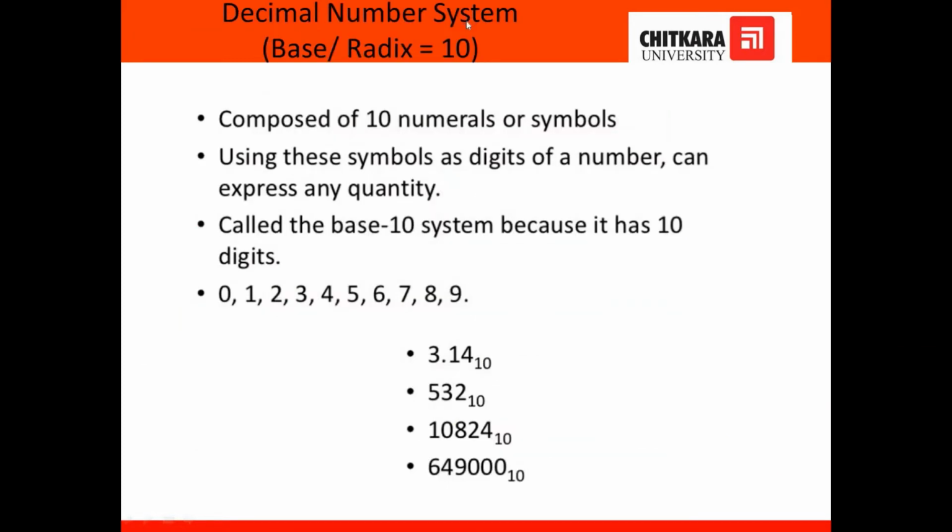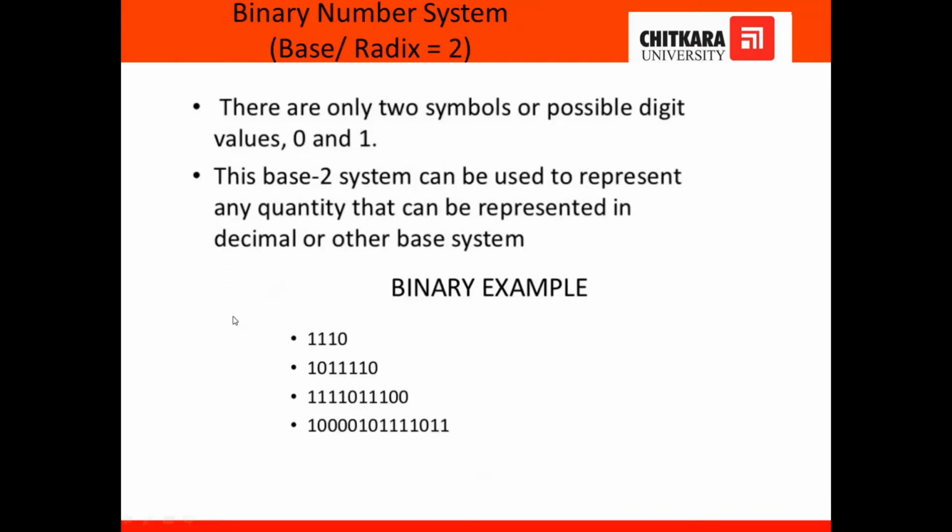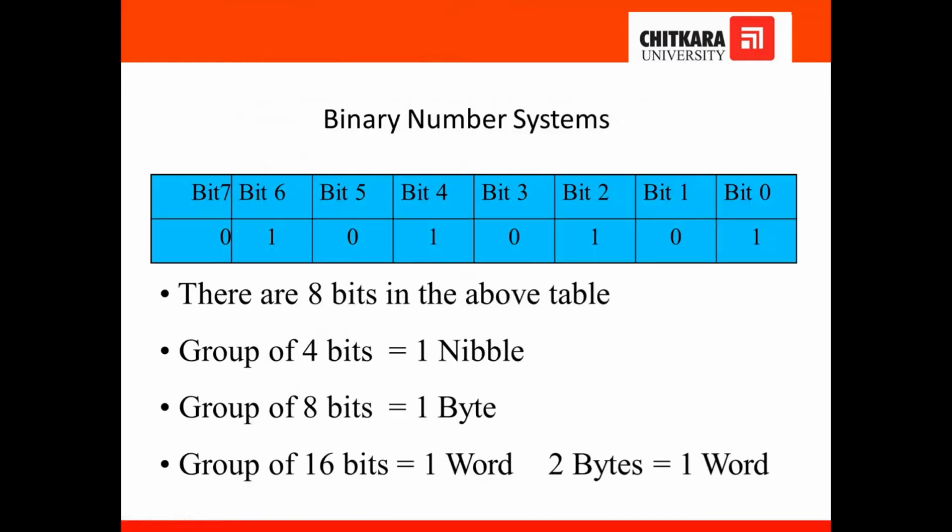Next is the decimal number system. As I told you, its base or radix is 10. We can represent it from 0 to 9. Next is the binary number, its base is 2. We can say its radix is 2, and the whole thing is in the form of 0 and 1, nothing else. Next, the binary number system is represented in the form of bit 0 to bit 7. Bit 0 is called the least significant bit and bit 7 is called the most significant bit. The most important part which you have to know is that a group of 4 bits is known as a nibble, a group of 8 bits is known as a byte, and a group of 16 bits is known as a word.